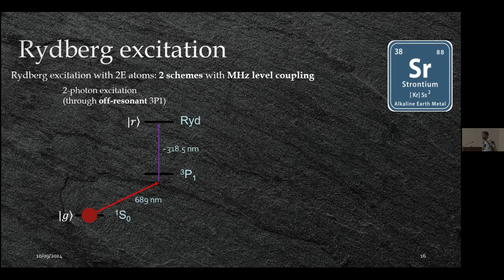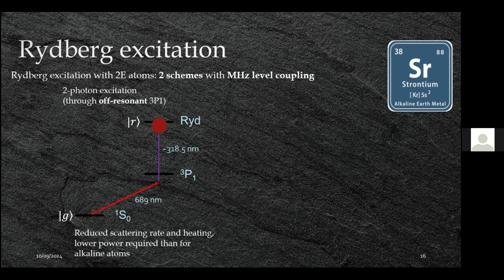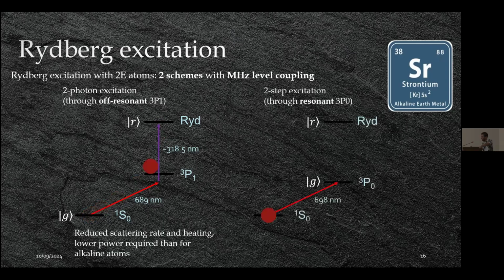The first is the so-called two-photon excitation. Basically, I'm exciting off resonance on the 3P1 in such a way with the direct Rydberg excitation, I can go from 1S0, which is going to be my ground state, to the Rydberg state that I chose. And this is good because it reduces the scattering rate and heating. And in comparison to alkaline atoms, it is less needy of higher power.